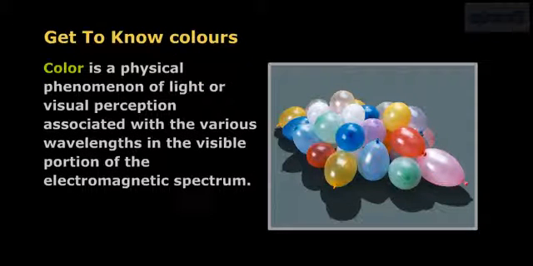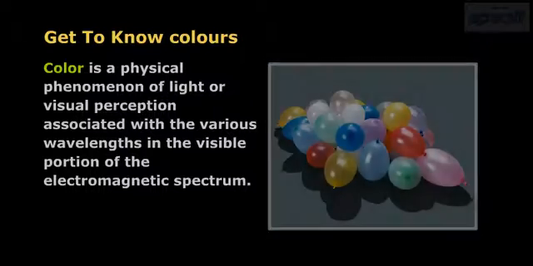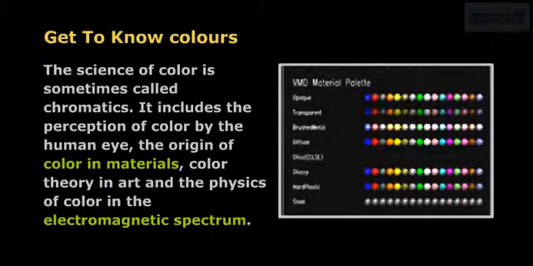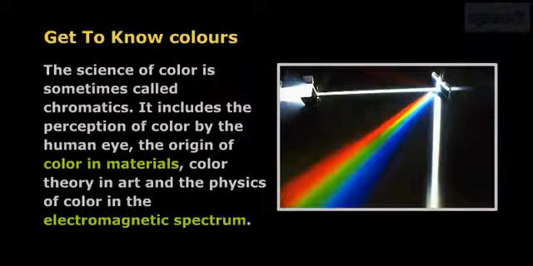Get to know colors. Color is a physical phenomenon of light or visual perception associated with various wavelengths in the visible portion of the electromagnetic spectrum. The science of color is sometimes called chromatics. It includes the perception of color by the human eye, the origin of color in materials, color theory in art, and physics of color in the electromagnetic spectrum.